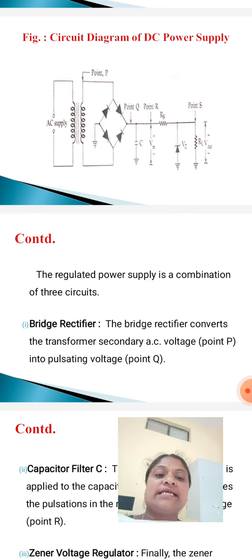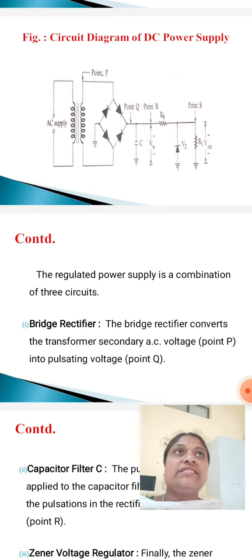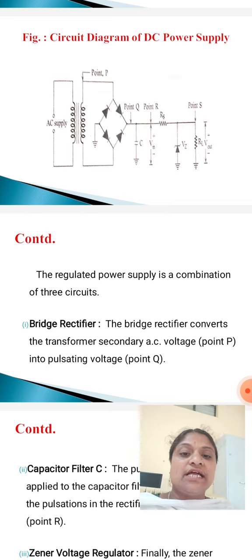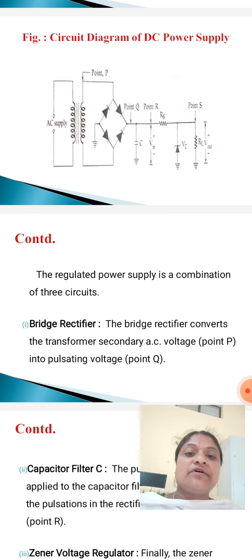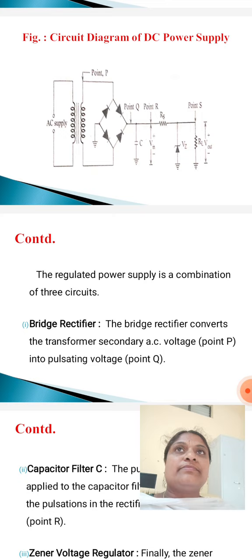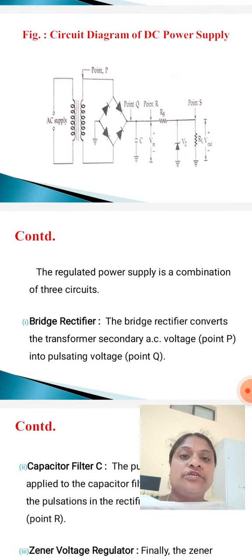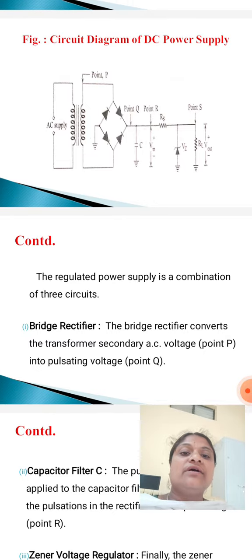This is the rectifier circuit. In any type of rectifier, the output is pulsating DC. Here also, the bridge rectifier converts the transformer secondary AC voltage at point P into pulsating voltage at point Q. The AC signal at point P is a pure sine wave. Next, at point Q, the output of the bridge rectifier.